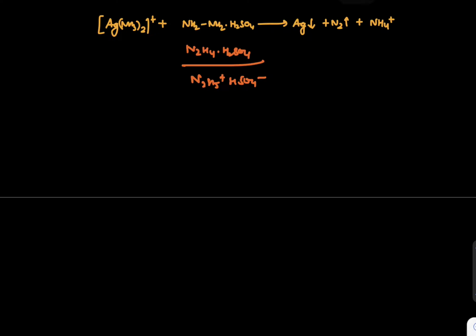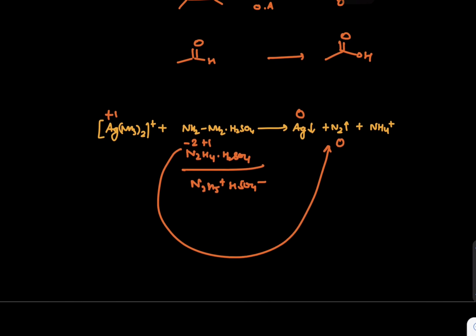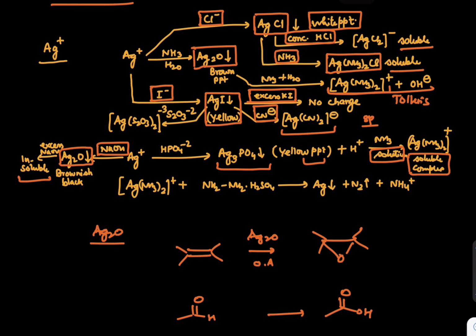In this reaction, what is happening? Ag plus 1 gets reduced to 0, and if you observe hydrazine, what is the oxidation value here? It is minus 2 and this is plus 1, so this minus 2 goes to 0. It's an oxidation process for this, and diamine silver is reduced to Ag, and this is again a very important reaction. So I hope you liked all the reactions.